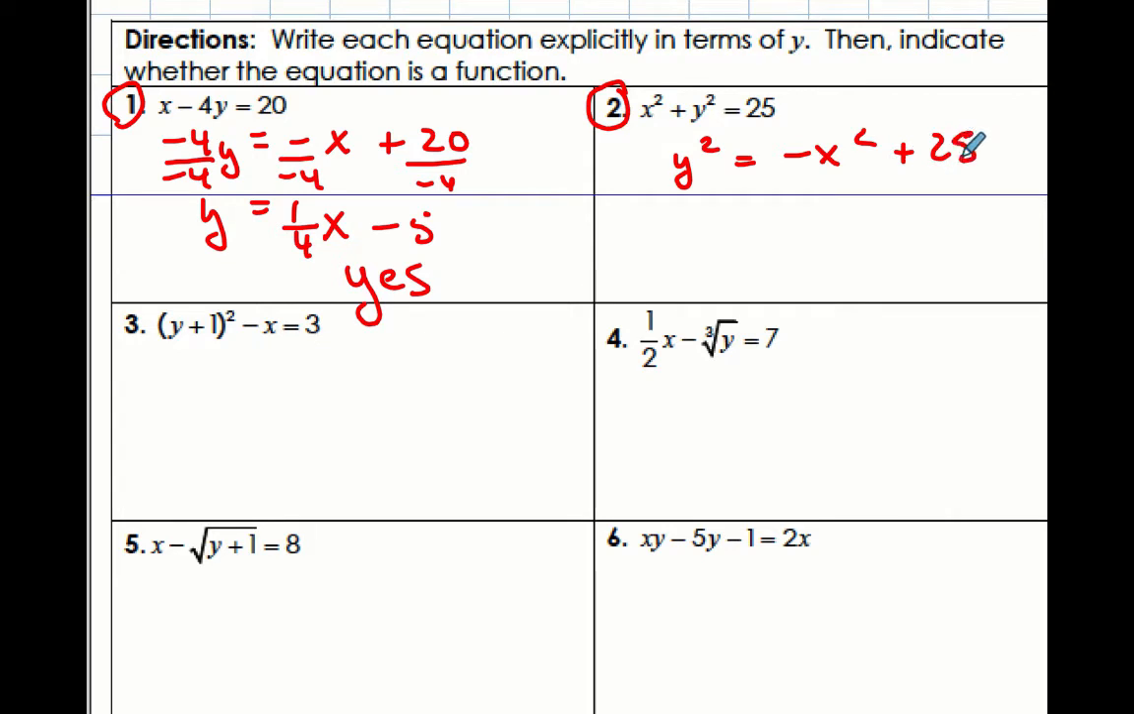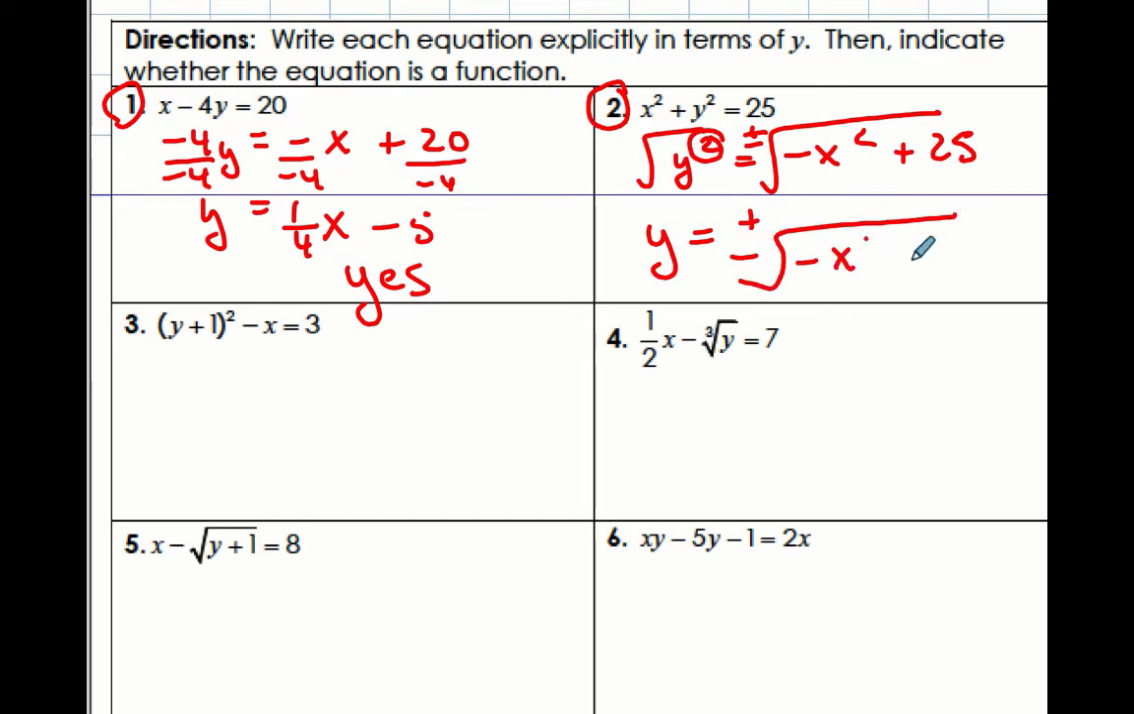on both sides. Now, to get rid of the exponent of 2, I'm going to do the inverse of squaring, which is the square root. Whatever you do to one side, do to the other. Because we're taking a square root of an unknown, it's plus or minus. So that would give me y equals plus or minus square root of the opposite of x squared plus 25.